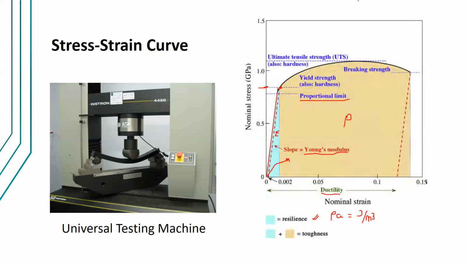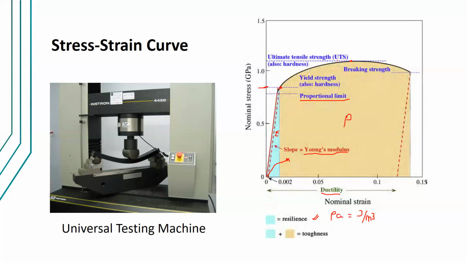Furthermore, the highest point in the stress strain curve, the corresponding stress, is what we call your ultimate tensile strength. We also call it ultimate strength or ultimate stress. It's actually the maximum stress that the material can withstand.